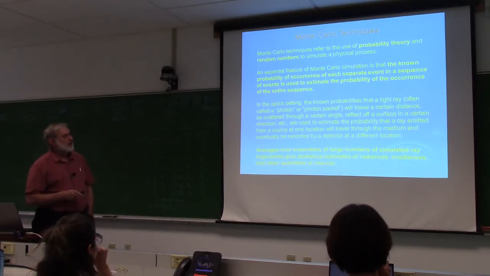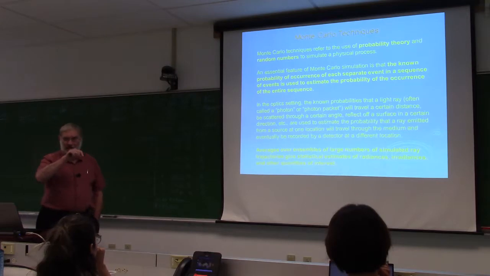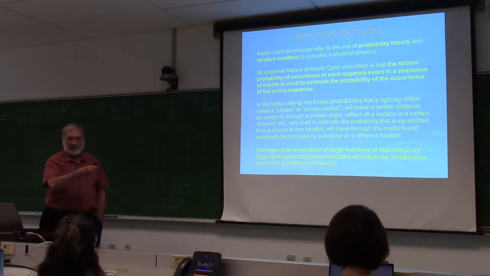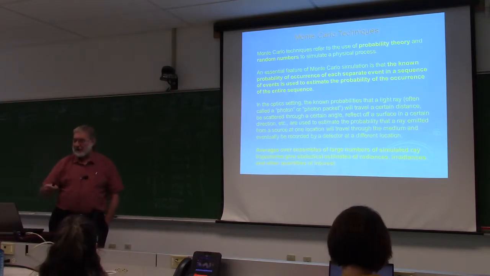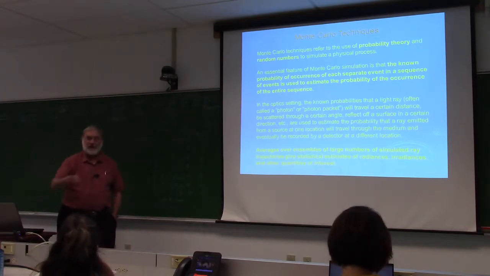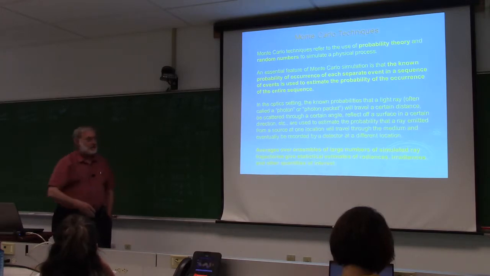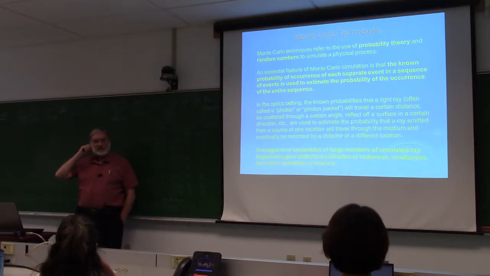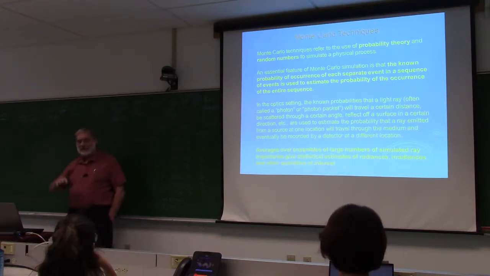So the idea is that you have some process where you know the probability of each separate thing, like how far the photon goes or what the scattering angle is, and you can string those probabilities together and then get the probability of the overall process. So this is used in basically everything from optics to economics to medicine to whatever.